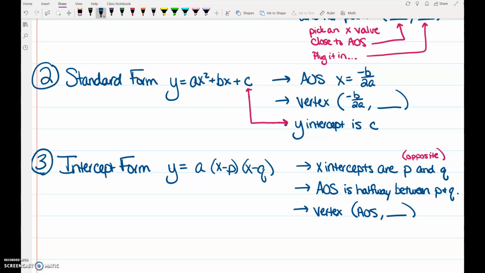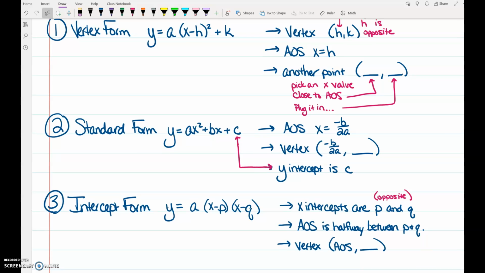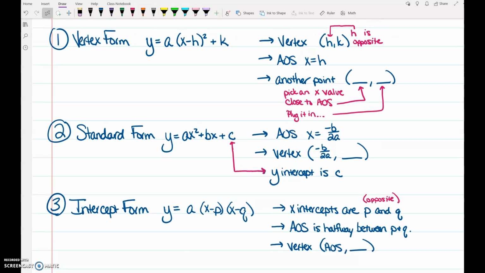I love intercept form because I get 2 points and my axis of symmetry. The only math we really have to do is plugging in that symmetry value to get the rest of your vertex. It just seems like less work to me. Unfortunately, you can't pick which form you are given. You'll be given one of these 3 forms and you'll have to deal with it.